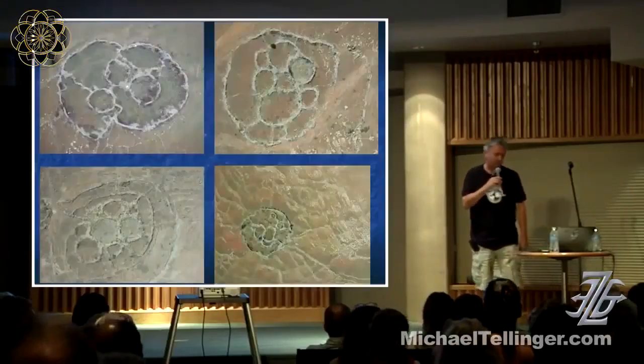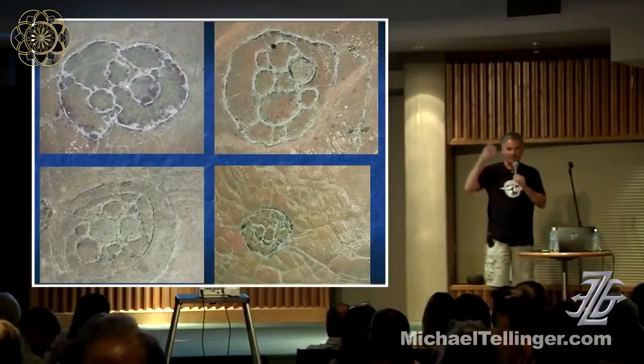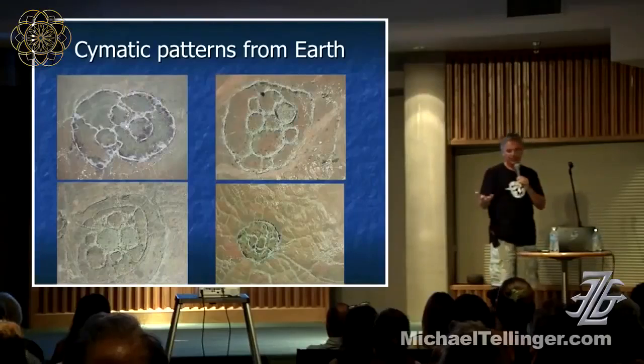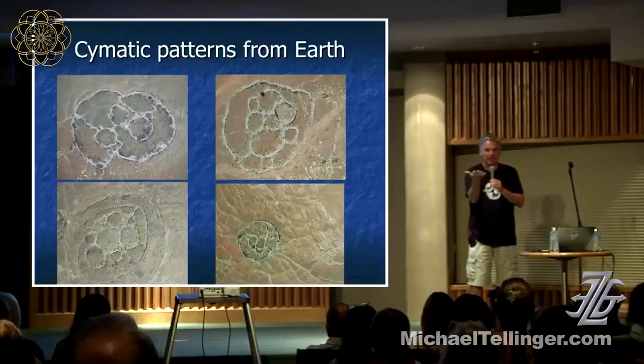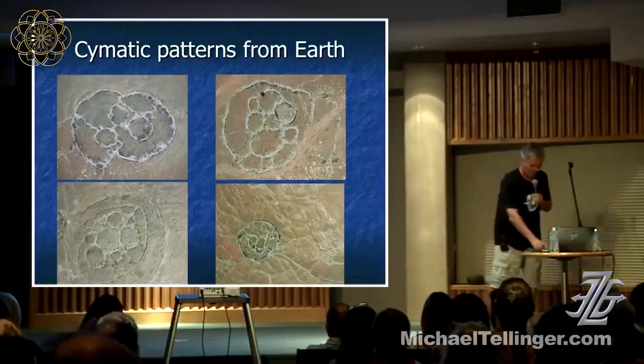So what are the stone circles all about? By now you can see that clearly we're dealing with cymatic patterns. Very obvious we're dealing with cymatic patterns. That's what every stone circle is. It's just a representation of the sound frequency that comes out of the earth at that specific point. That's what this is all about.